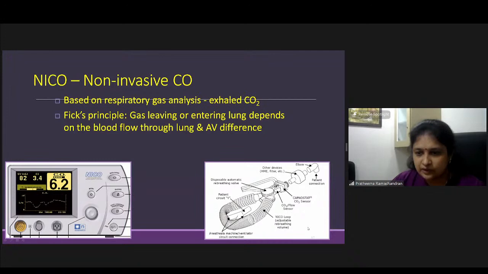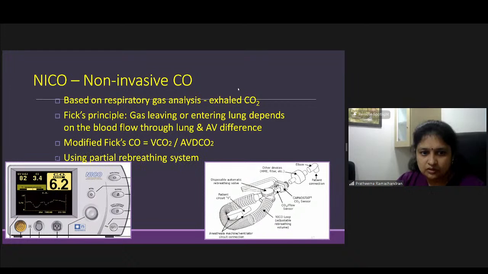And this is the capnostat, the carbon dioxide sensor. And this is the rebreathing valve. So we know that there is a NICO loop and this is adjusted. So we have a monitor which is fit here and it has the cable which goes to the monitor and numbers are displayed there. NICO is non-invasive cardiac output monitoring. So there are calculations done in this partial rebreathing system and displayed as numbers.